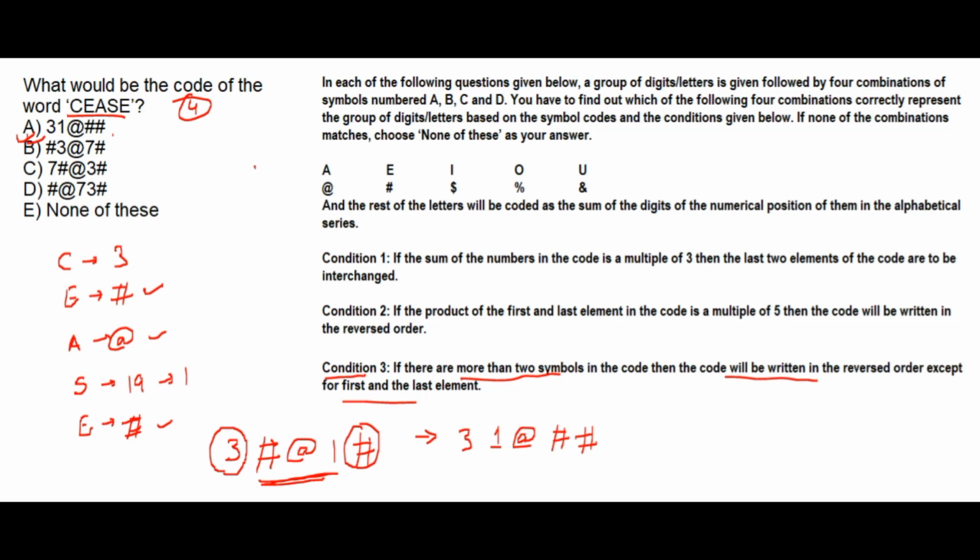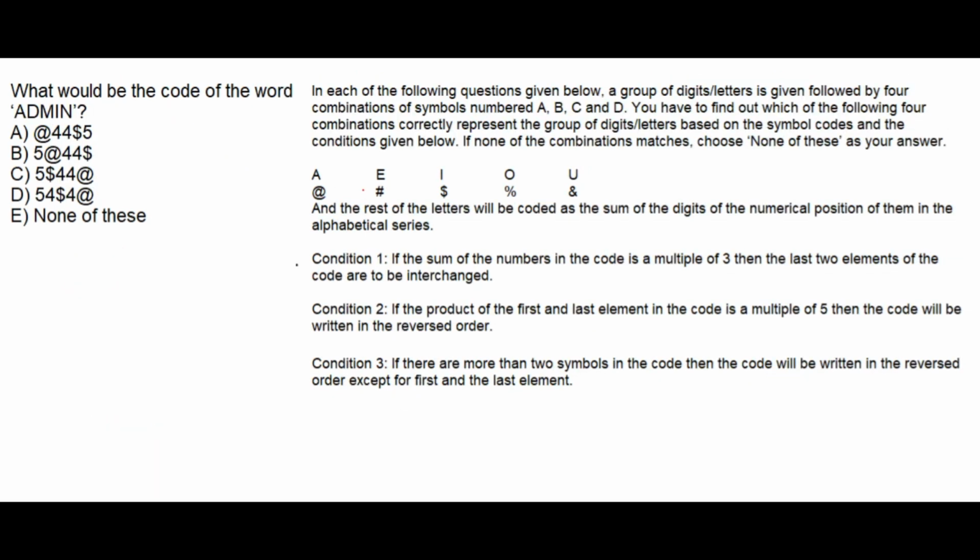Now come to the next question. So this is our last question, question number 5. Okay, so how is the code admin written? So admin, A will be written as at the rate. D will be coded as 4. M will be coded, position of M is 13, so 1 plus 3 is 4. Okay, I will be coded as what? It is a vowel, so it will be coded as dollar, and position of N is 14, so 1 plus 4 equals 5.